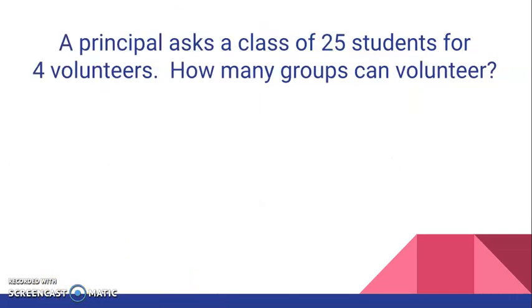Do you want to try this one on your own? Alright, so a principal is going to ask a class of 25 students for 4 volunteers. How many groups can volunteer? Now, in this situation, he doesn't really care what the volunteers are doing. There's not one volunteer that's more important than another volunteer. All 4 are going to get a chance to volunteer and more than likely get to leave class for a few minutes. So, order is not important. As long as you're picked in those 4, you're good.